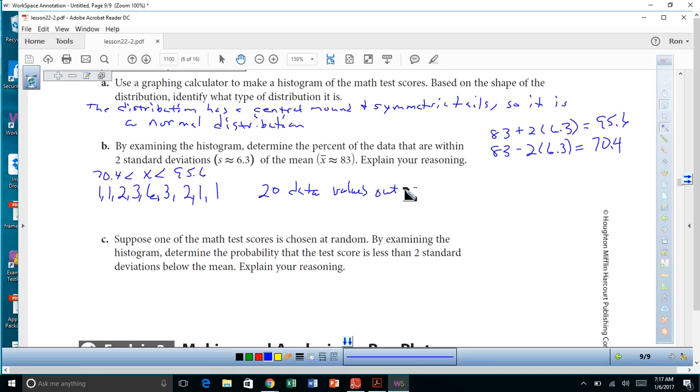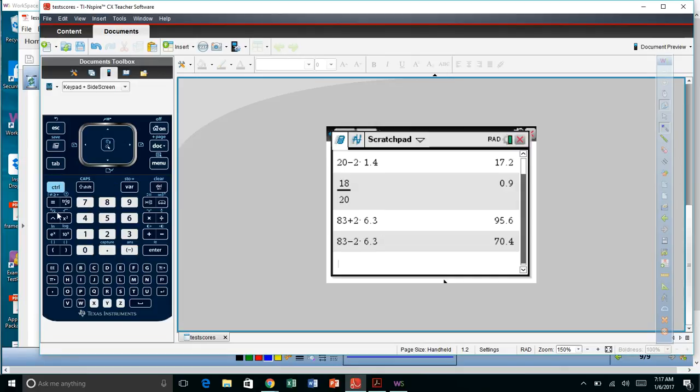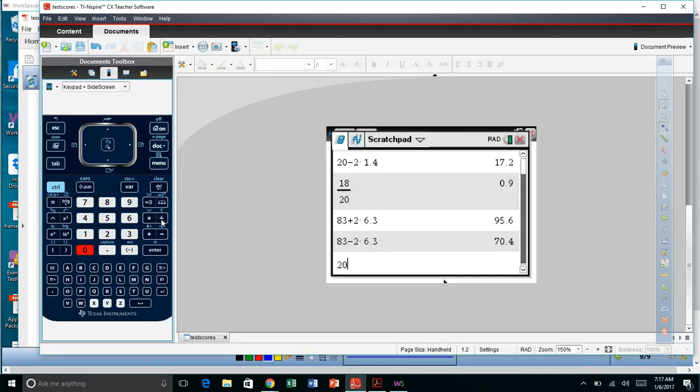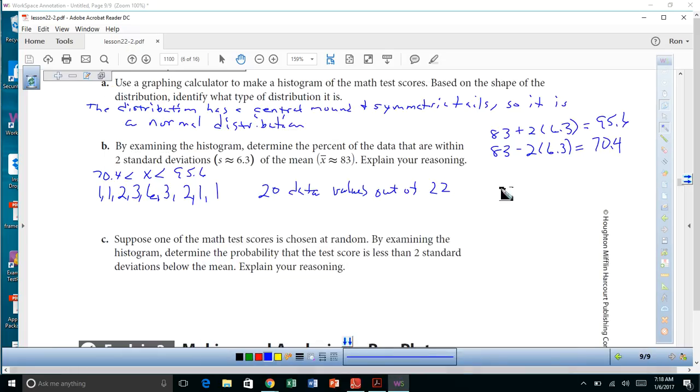Out of 22. So let's go to our calculator. 20 divided by 22, control enter, and that's about 0.909. We're going to say it's 91%, or 91% of the data are in the interval.